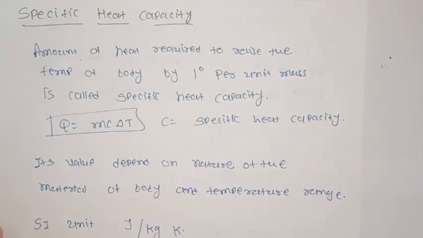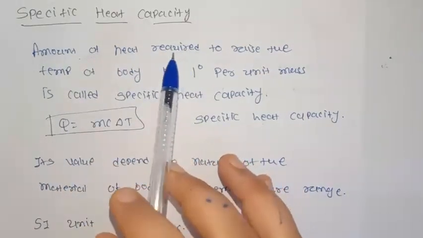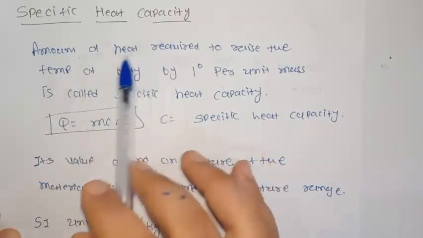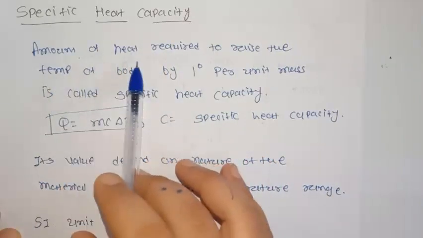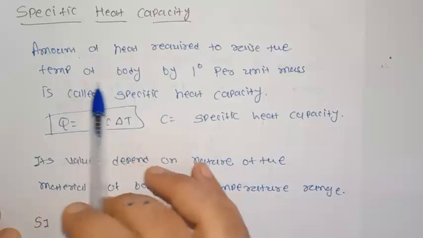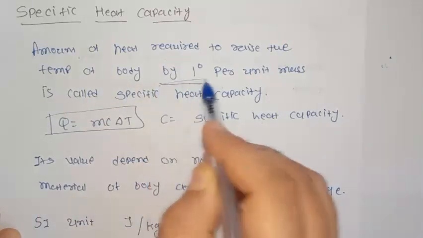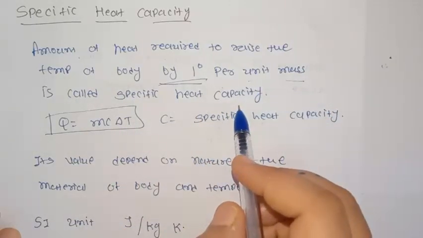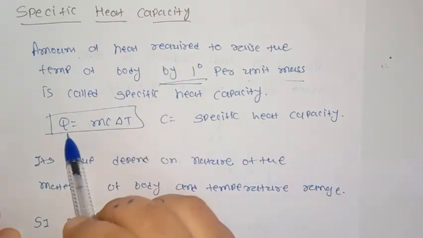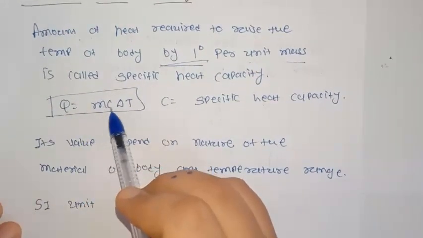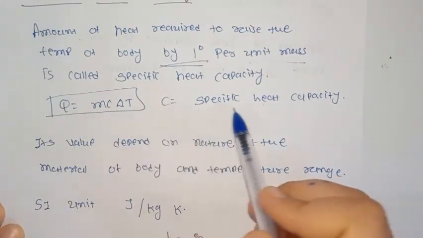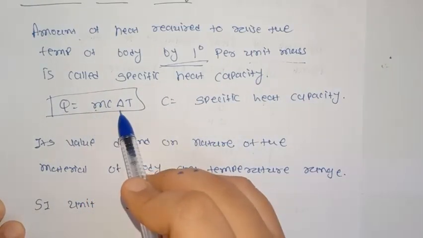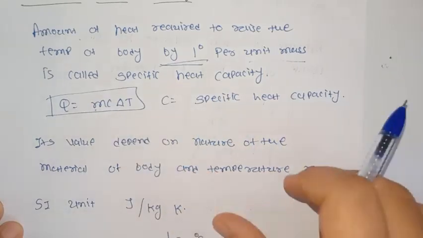Now we will understand about the specific heat capacity and the calorimetry. The specific heat capacity is defined as the amount of heat required to raise the temperature of a body by 1 degree per unit mass. It is called the specific heat capacity. The amount of heat required will be mc delta T. Here C is the specific heat capacity, m is the mass of the object, and delta T is the change in temperature.